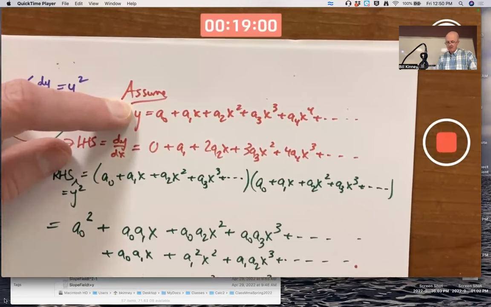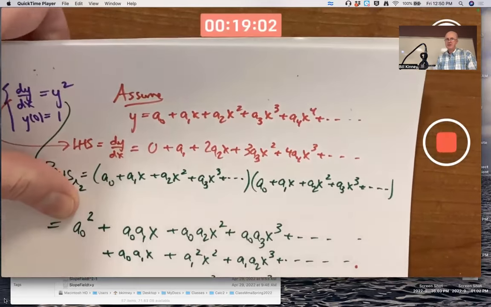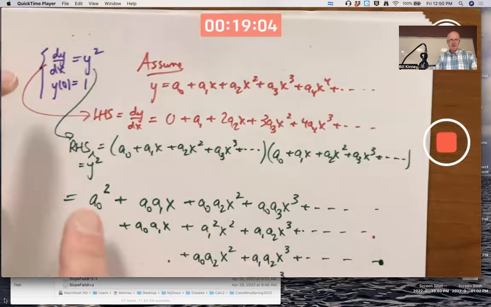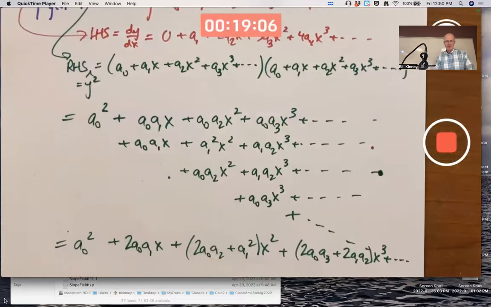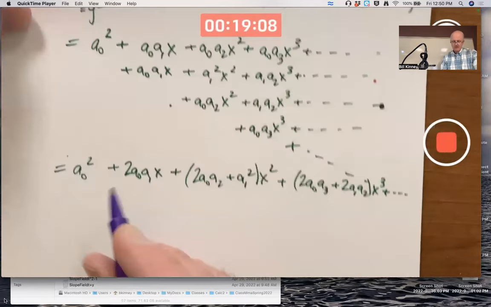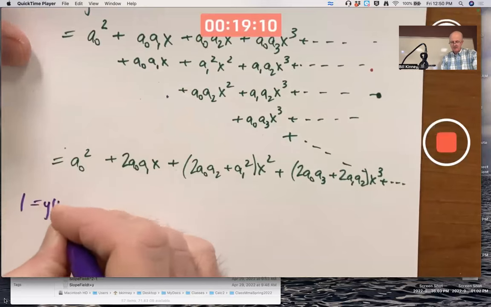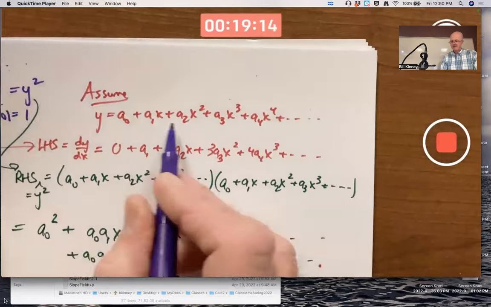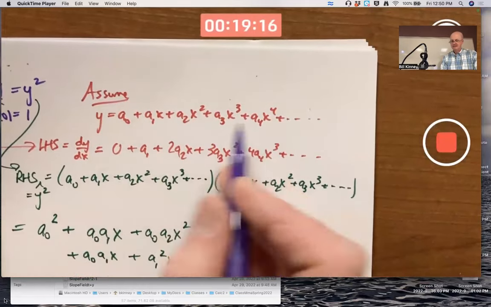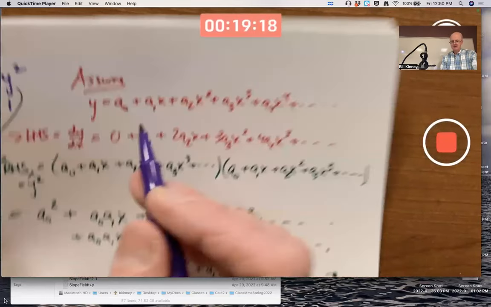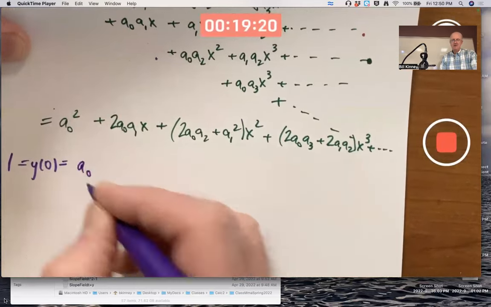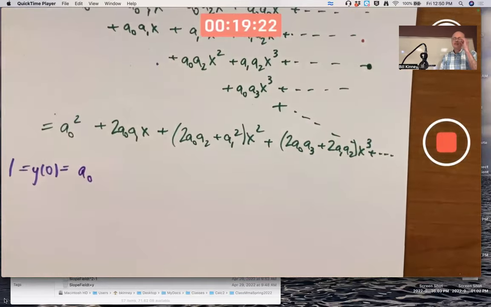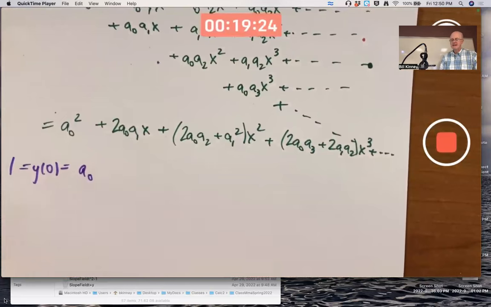So now equate the coefficients, and also use the initial condition. 1 equals y of 0, just like before. Replace the x's with 0 and it simplifies to a0. a0 is the same as the initial value of y, which should make sense.